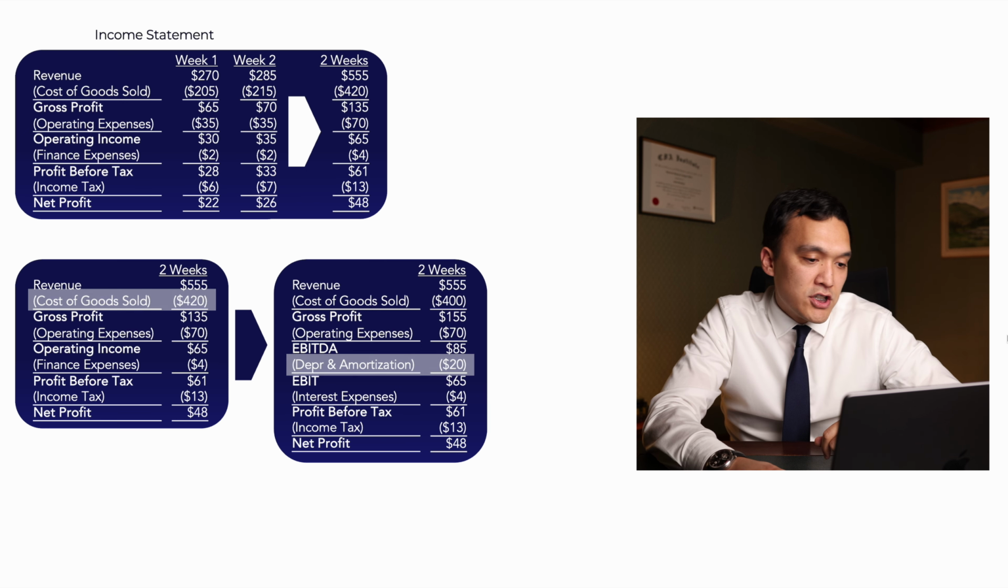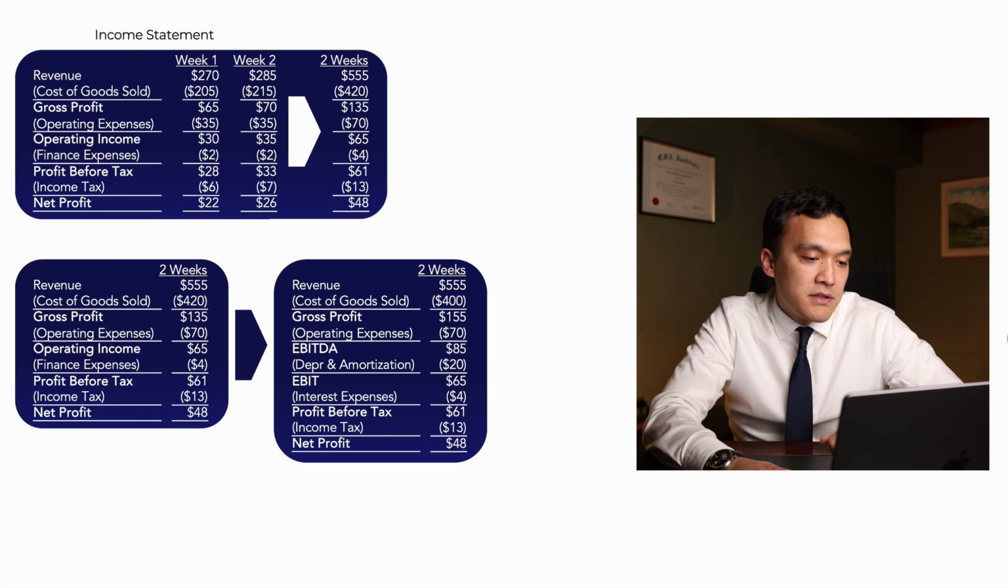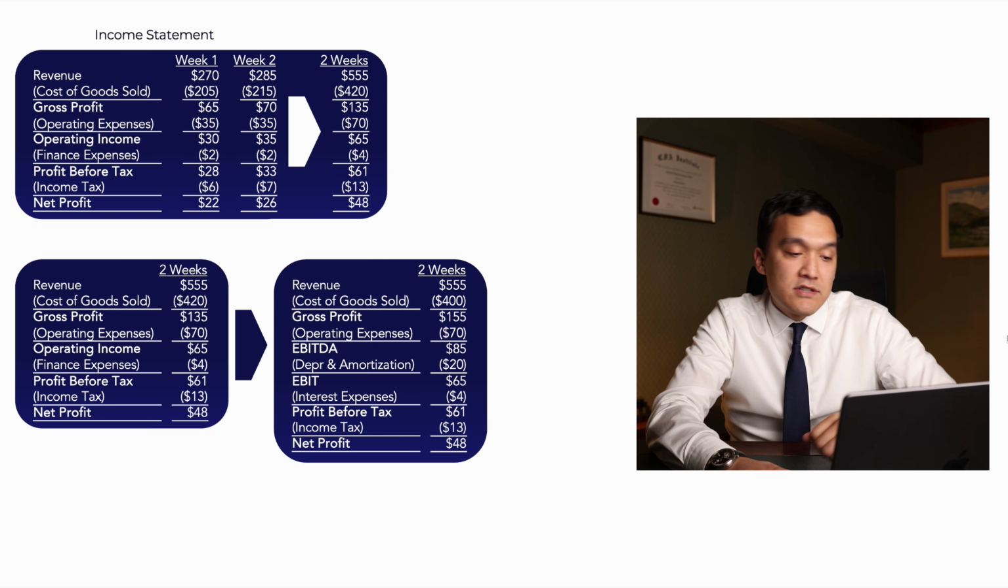After depreciation and amortization we have the EBIT figure, which is earnings before interest and taxes. After that our income statement is similar to the one we had before, and we have a similar net profit of $48. So quite straightforward to do.